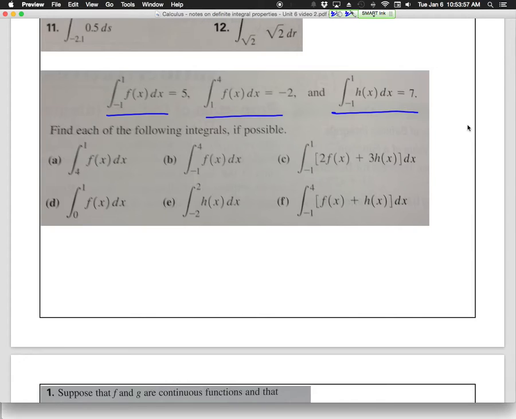So the integral from 4 to 1 of f of x dx. Brock, what do you think that one is? Part A, integral from 4 to 1 of f of x dx. It is 2. Why is it 2, Brock? Because I switched the order of my limits, and when I switch the order of my limits, I've got to change my sign, so that's why it's 2. All right, the integral from -1 to 4 of f of x dx, Logan.